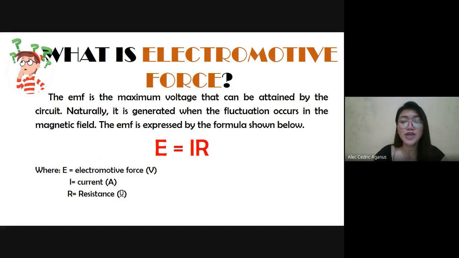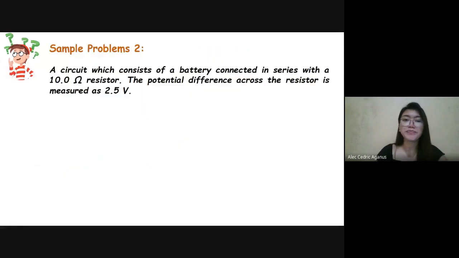The EMF is expressed by the formula shown below. So we have E is equal to IR, or you may use epsilon is equal to IR. The electromotive force is measured in volts, I is the current measured in amperes, and R is the resistance measured in ohms. Okay, let's proceed immediately to the given problem.